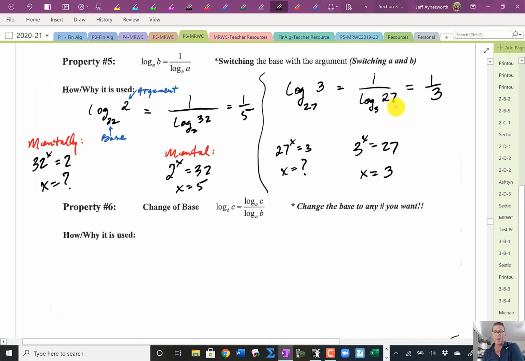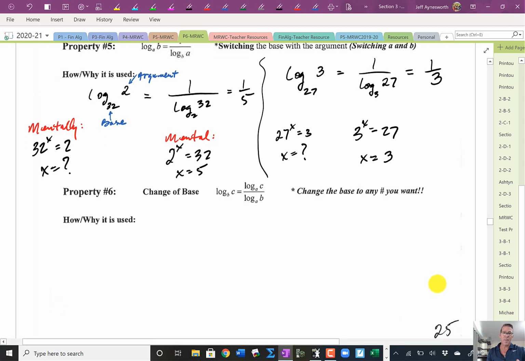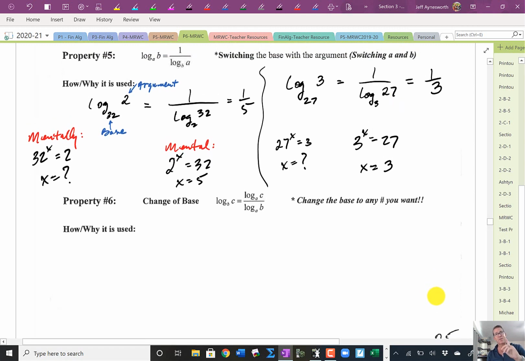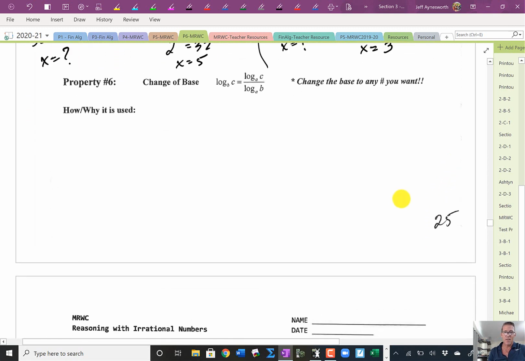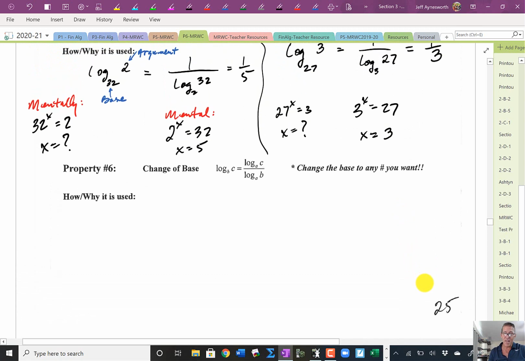Okay, so this property here, 5, really comes in handy when you're evaluating logs, obviously, without a calculator, which is what we're going to be doing in the activity coming up. All right, you're going to use the one between your ears, guys. This one. The one between your ears, not the T84, not Desmos, not all that. Okay, so here we go. Next property here.